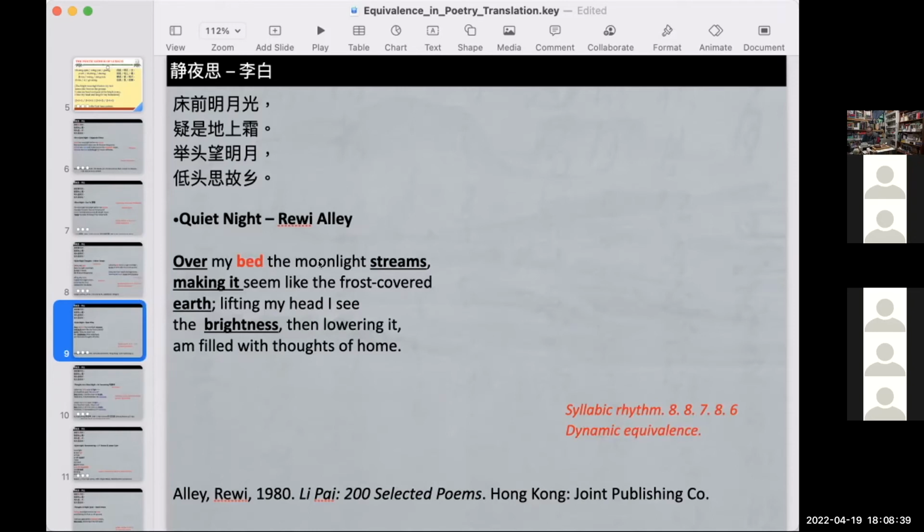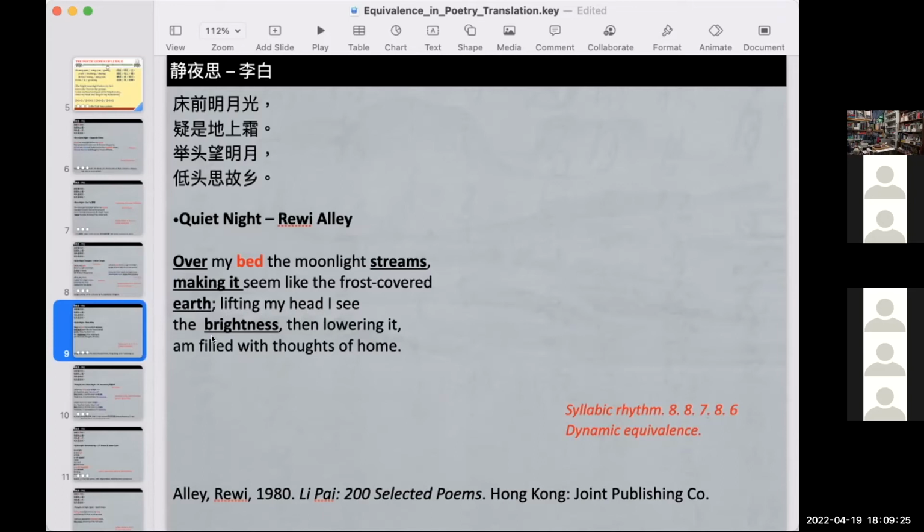So he says, over my bed, the moonlight streams, making it seem like the frost-covered earth. Lifting my head, I see the brightness. And here you can see he doesn't stop at the end of the line. No, he keeps reading. You have to keep reading until there is a comma and then you stop. So don't be fooled by the line cut. The line cut doesn't represent how you should read it. So we know right away that this is syllabic rhythm. If you count the syllables, it will be 8, 8, 7, 8, 6. Very similar, almost the same. This is syllabic, and this is dynamic equivalence.